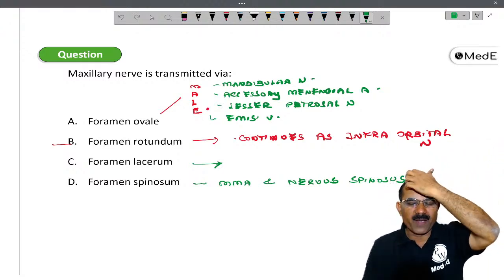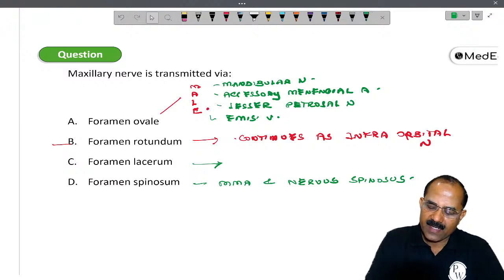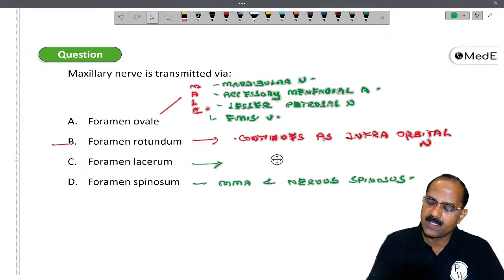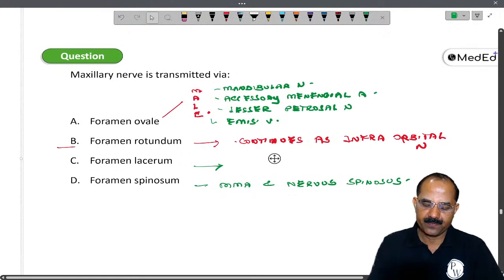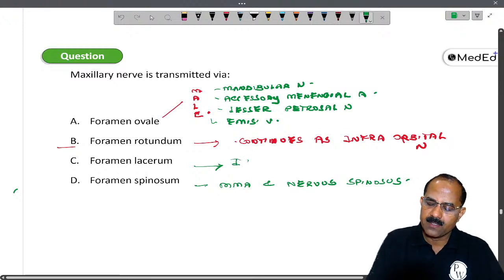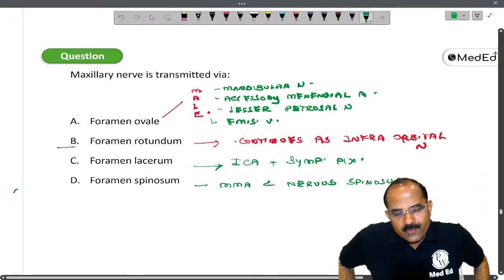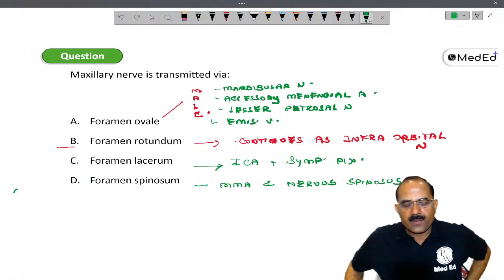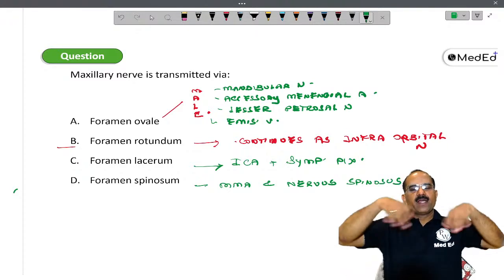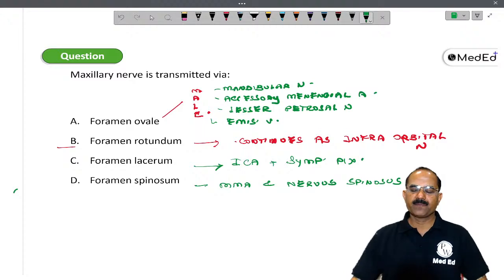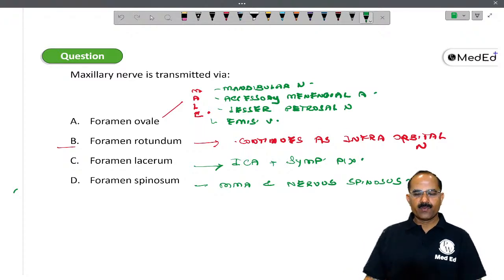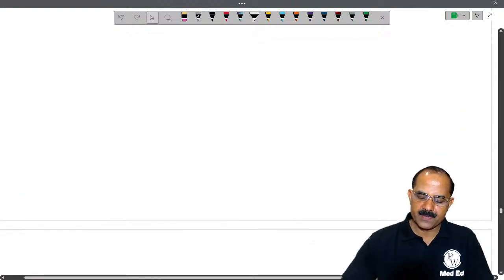Foramen lacerum से क्या जाता है बच्चों? Can anyone tell me what passes through the foramen lacerum? That's the internal carotid artery. What passes through foramen lacerum is the internal carotid artery and the sympathetic plexus around it. ठीक है? Foramen lacerum. Clear to all of you? Okay, perfect.